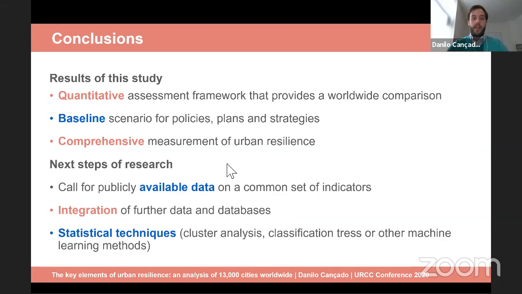The next steps are to incorporate new data in the current research as this data becomes available, and also to apply further statistical learning techniques such as cluster analysis, classification trees, and other machine learning methods.